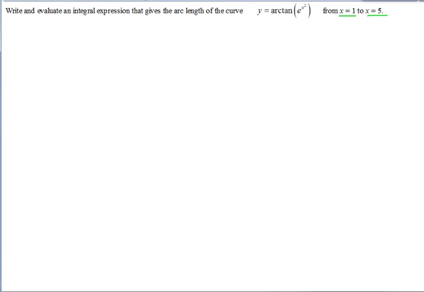So the length here, or arc length, is the integral from 1 to 5 of the square root of 1 plus, and again we need the derivative here. So in order to take the derivative of arctangent of e to the x squared, we have to use what I call the double chain rule. So we have two functions inside. We've got e to the x squared inside arctangent, and x squared inside the exponent of e.